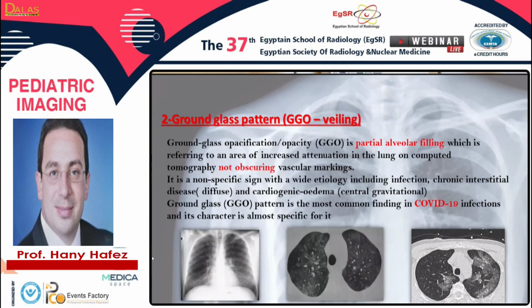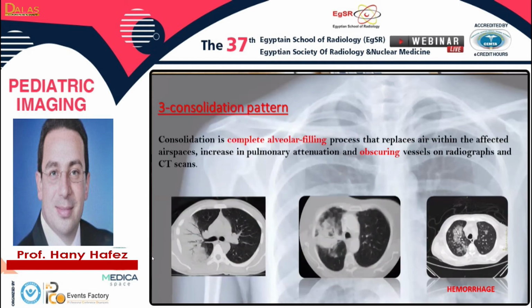Ground glass pattern or veiling is a partial alveolar filling. On X-ray or CT, it is a high density not obscuring vascular markings. It is a non-specific sign and is seen mainly in viral pneumonia, especially COVID-19. Consolidation pattern is a complete alveolar filling and obscuration of vascular structures. It may be seen in pneumonia, neoplasm, or hemorrhage.